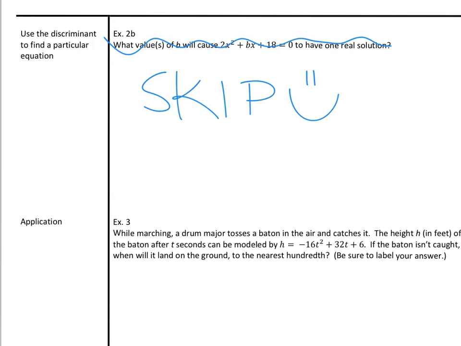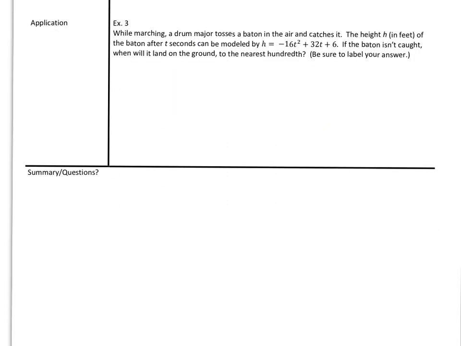For now, we're going to skip the discriminant to find a particular equation example and go right down to example 3. Let's end with an application problem that makes the quadratic formula useful for us. We saw this problem earlier in this topic when we were asked to find the maximum height for the baton, and that was simply using the vertex. Here it says, while marching, a drum major tosses a baton in the air and catches it. The height in feet of the baton after t seconds can be modeled by the formula h equals negative 16t squared plus 32t plus 6. If the baton isn't caught, when will it land on the ground?